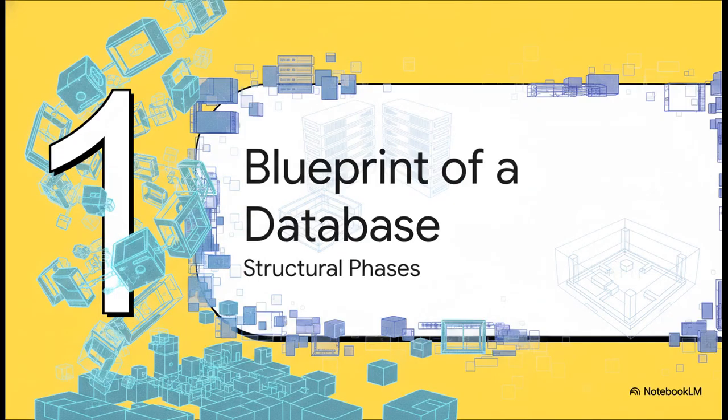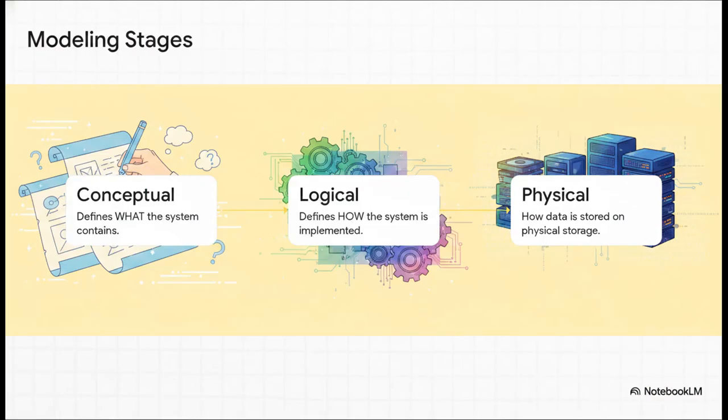All right, let's jump right into Section 1, the blueprint of a database and its structural phases. When a data model is being designed, it stair-steps us from a highly abstract, kind of pen and paper idea all the way down to a concrete, machine-readable format. It basically progresses through three main stages.